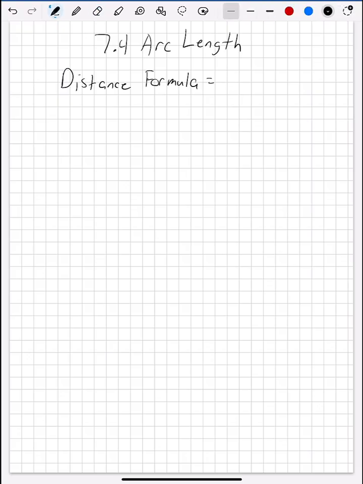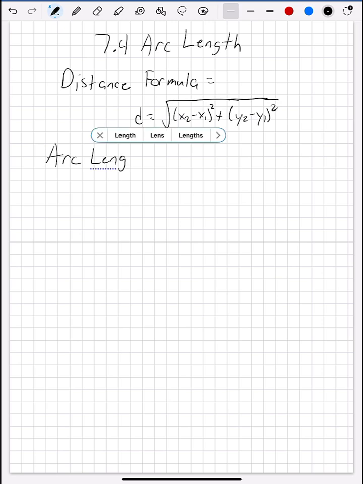The distance formula is the difference between our x values, x2 minus x1, squared, plus the difference in our y values squared, and we take the square root of that entire quantity. The distance formula has its benefits and its uses. The problem with it is it only tells you the straight line distance. What we want to know is whatever arc we have between those 2 points, the length of that arc.